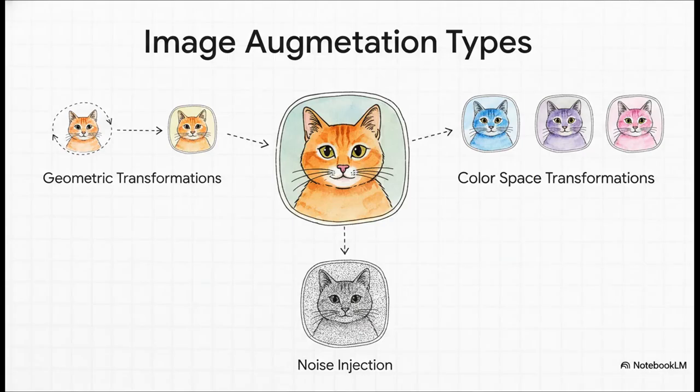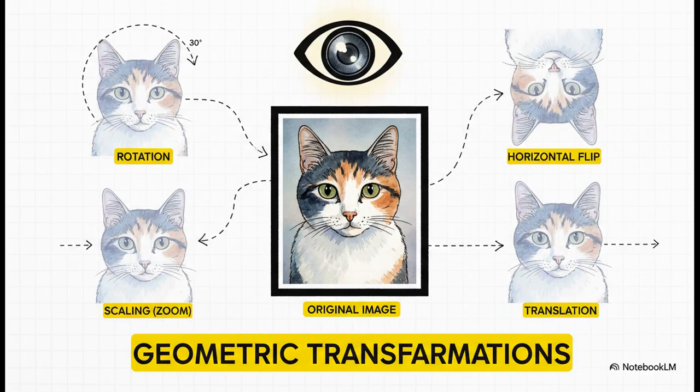When we're talking about images, the techniques usually fall into three big buckets. First, you've got geometric transformations. That's all about changing the position or angle. Then there's color space transformations. Think lighting and color. And finally, you have noise injection, which is basically adding a little bit of real-world messiness. All right, let's kick off with geometric transformations.